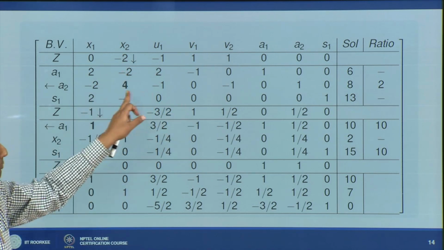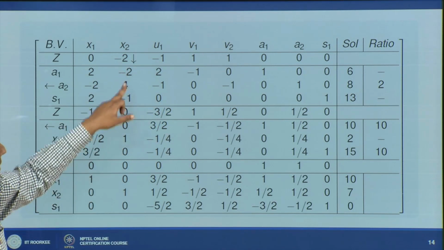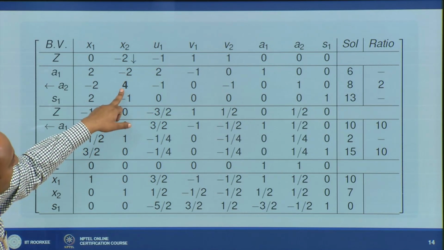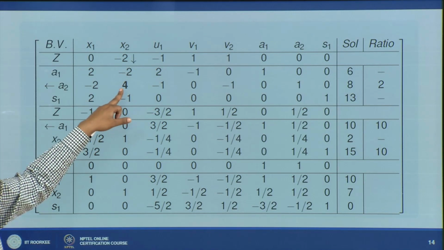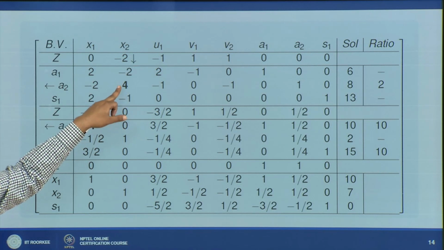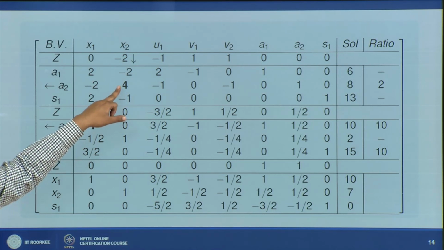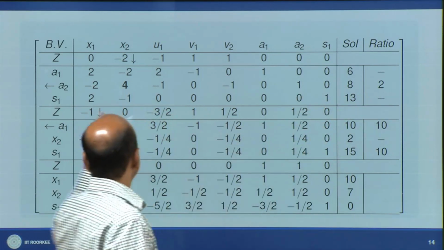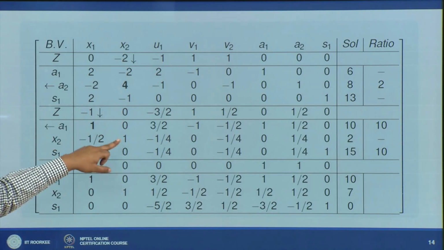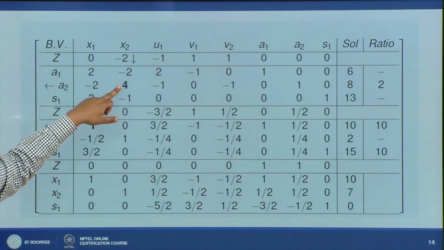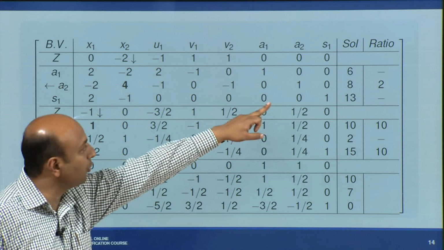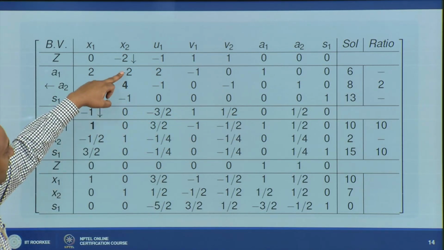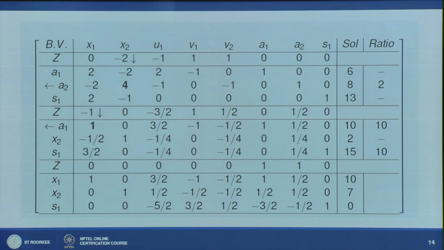enter this, leave by minimum ratio rule. Only this will be counted because this is positive. For minimum ratio we take the ratio only for the positive column entries. So, this is 4, and 8 upon 4 is 2. So, this will leave the basis. You consider the next table, this is the pivot. You make 1 here by dividing by 4, and you make 0 here and here with the help of this pivot element. Now you consider the next table.